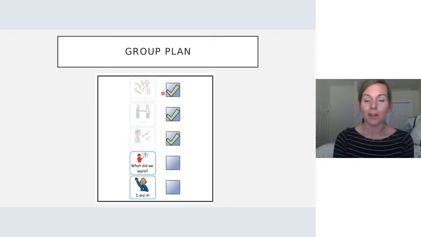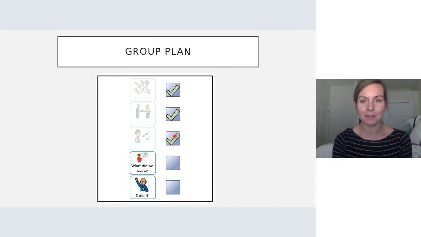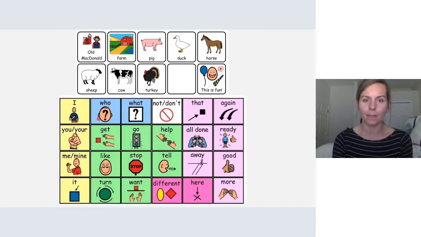Today we did our hello song. We greeted each other. We listened to music. Let's review where we went and what we saw. Whose farm did we go to? You're right. We went to Old MacDonald's farm. And on his farm, we saw different animals.